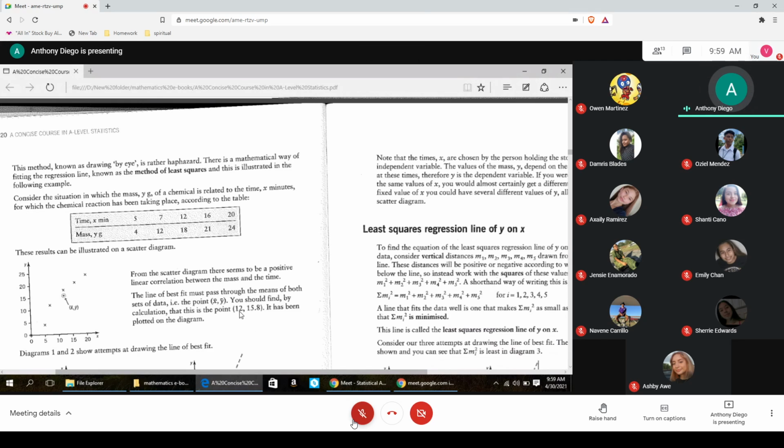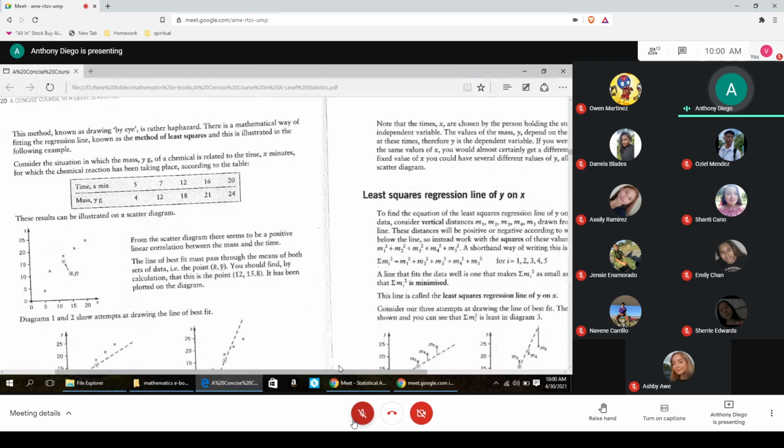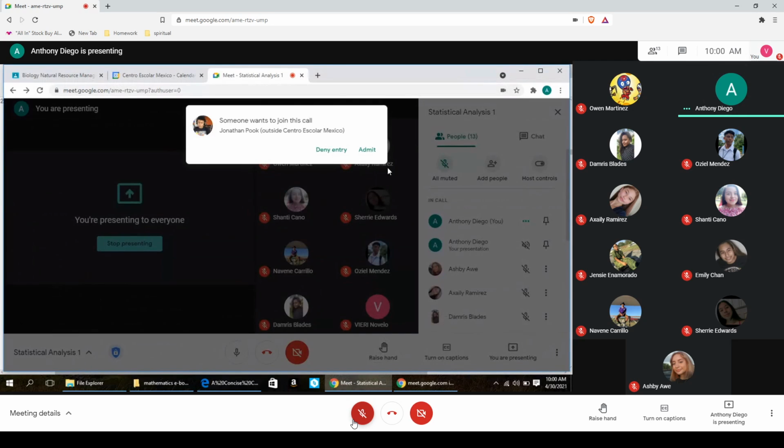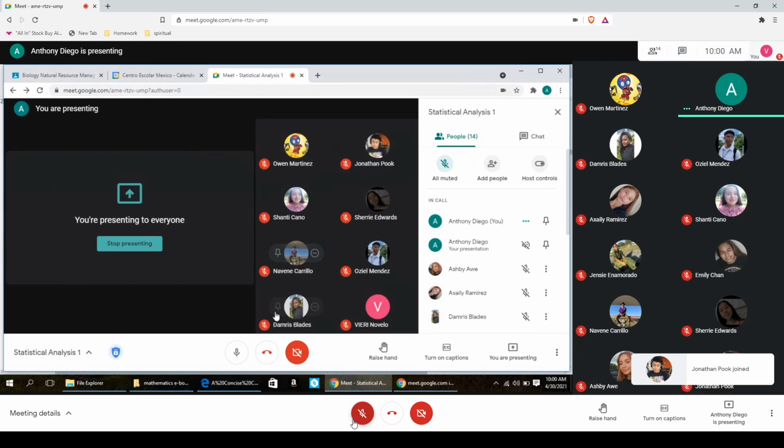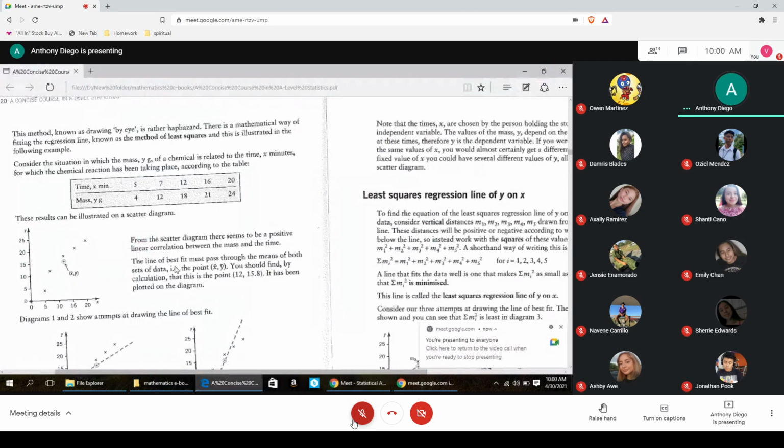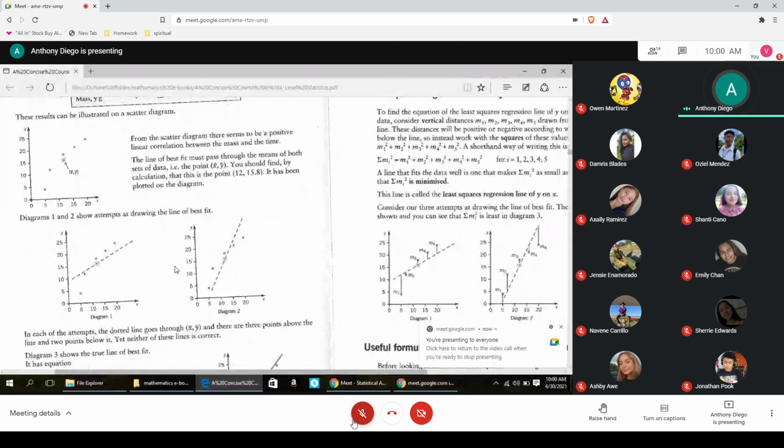I want to show how we obtain the 12 and the 15.8 here. It's the mean of the x values that we obtain the 12 by adding the x values. And to obtain the mean for the y values, we add the y values that are here. Any questions based on that? So that will be our guiding point.